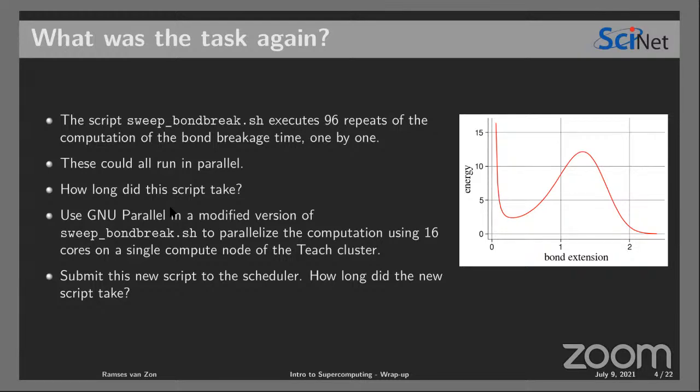However, the script that we had just had a serial loop going over all of these repetitions, and each repetition had to be finished for the next one to start. So the idea was to use GNU Parallel to parallelize this and to make sure that 16 of these simulations would be running at the same time at all times. And so that's the number 16 is here because there are 16 cores on a compute node in our teach cluster. So that way you could ask for a single node with 16 cores, and that would do. And then the question, of course, is how much faster that is.